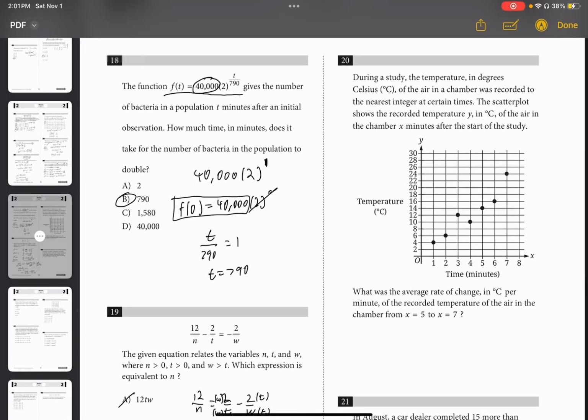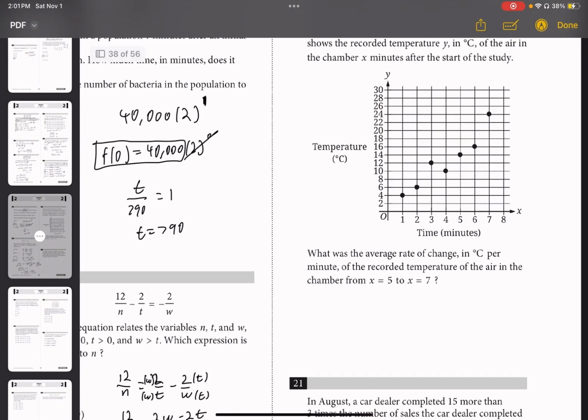Question 20. During a study, the temperature in degrees Celsius of the air in the chamber was recorded to the nearest integer at certain times. The scatter plot shows the recorded temperature y in degrees Celsius of the air in the chamber x minutes after the start of the study. What was the average rate of change in degrees Celsius per minute of the recorded temperature of the air in the chamber from x equals 5 to x equals 7?